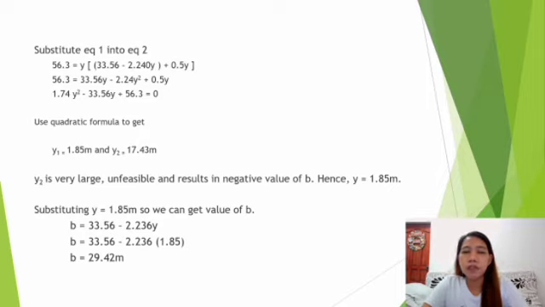The first result that you can have on your calculator is y equals 17.43, but this is very large and not feasible, and results in a negative value for b. So using the quadratic equation, we can get two different values for y: 1.85 and 17.43. Let's try to use the 1.85. After we substitute it, we get a value of b, which is 29.42 meters.